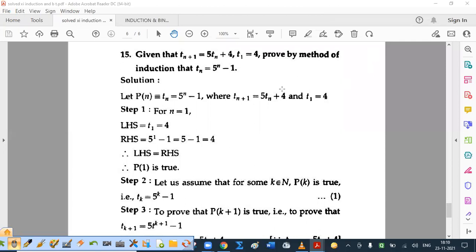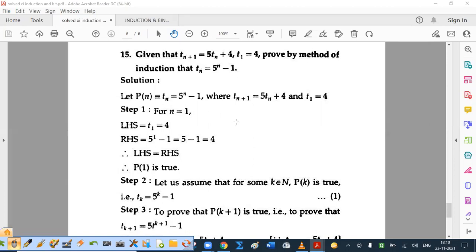Sum number 15 from exercise 4.1. Given that Tn plus 1 equal to 5Tn plus 4, T1 equal to 4, prove by method of induction that Tn equal to 5 raised to n minus 1. Let Pn be the given statement that Tn is 5 raised to n minus 1, where Tn plus 1 equal to 5Tn plus 4 and T1 equal to 4.